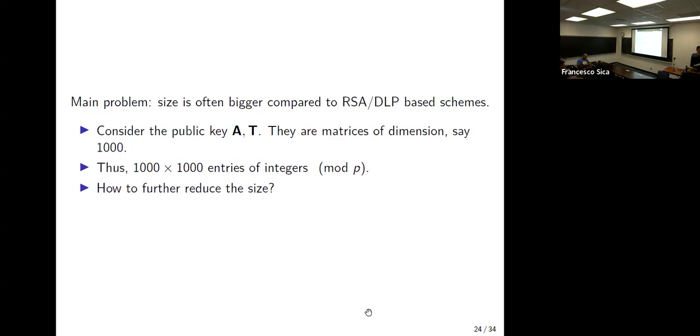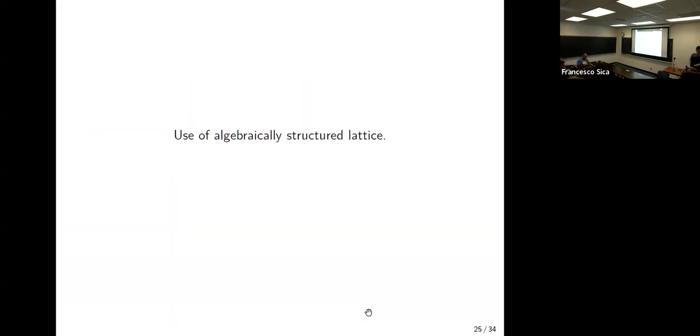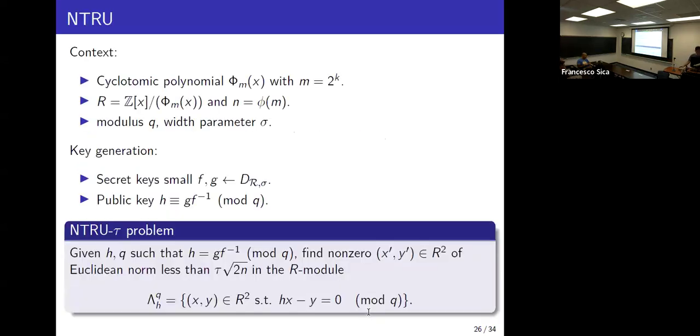So therefore, the main development to make this lattice crypto practical is how to further reduce the size, which is to use algebraically structured lattices. Because of the time, I'm just going to focus on a single one, which is called NTRU, where I start with some cyclotomic polynomial and consider the ring modulo this cyclotomic polynomial, where n equals phi of m.